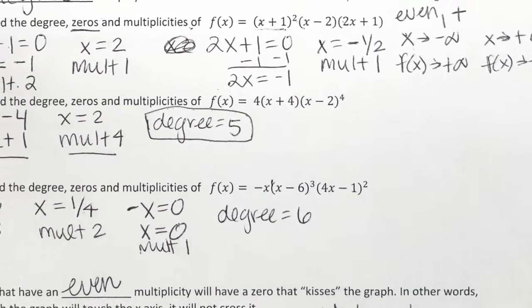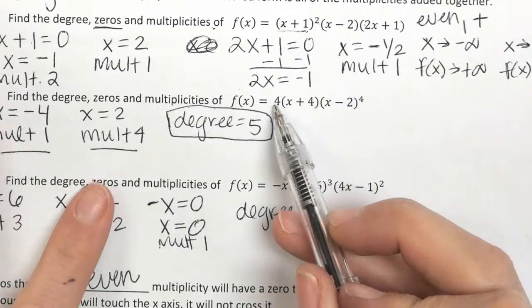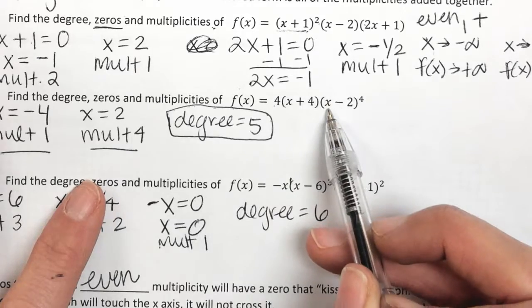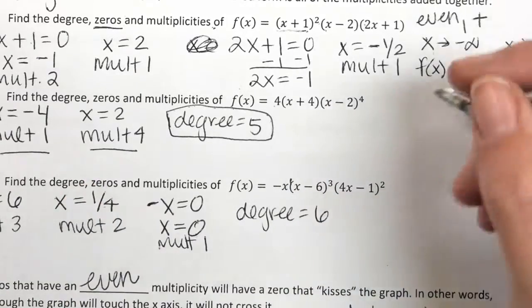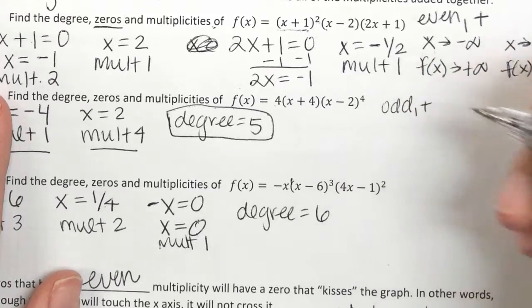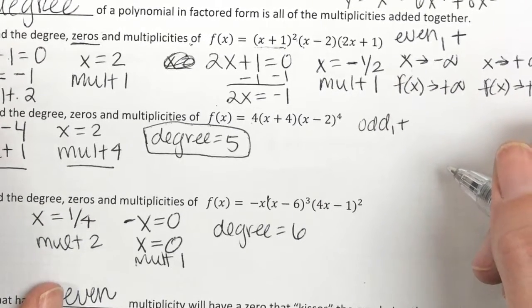Is this even or odd for number 2? And what would the leading coefficient be? Positive or negative? Good. If you can't tell, this is what? Positive, this is positive, so 3 positives make a positive, right? So this is odd and positive. Wait, so what makes it odd and even is the degree? Yes.